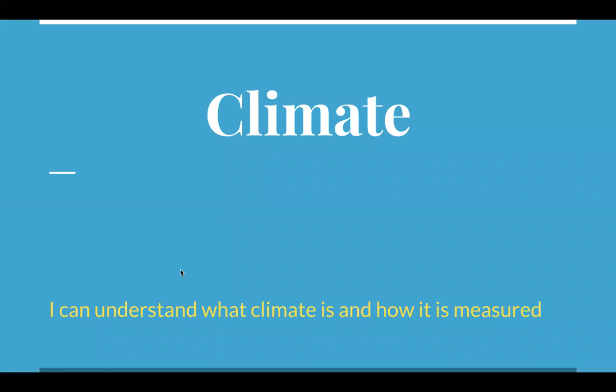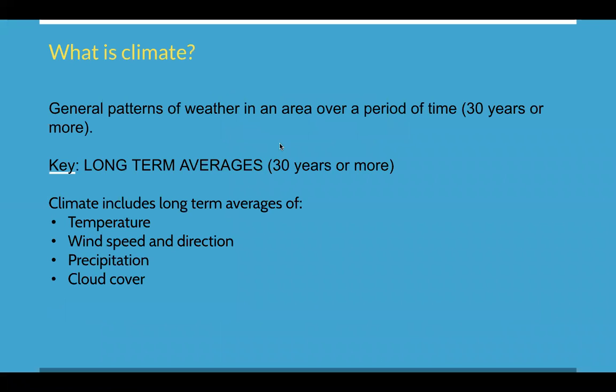Okay, our goal here, our target, is I can understand what climate is and how it is measured. What is climate? Climate is general patterns of weather in an area over a period of time that is 30 years or more. That's the key phrase: when we're looking at climate, we're looking at long-term averages, like the average yearly rainfall, the average temperatures, the average wind speed, the average direction of the wind, the average type of precipitation, the average type of cloud coverage, things like that.